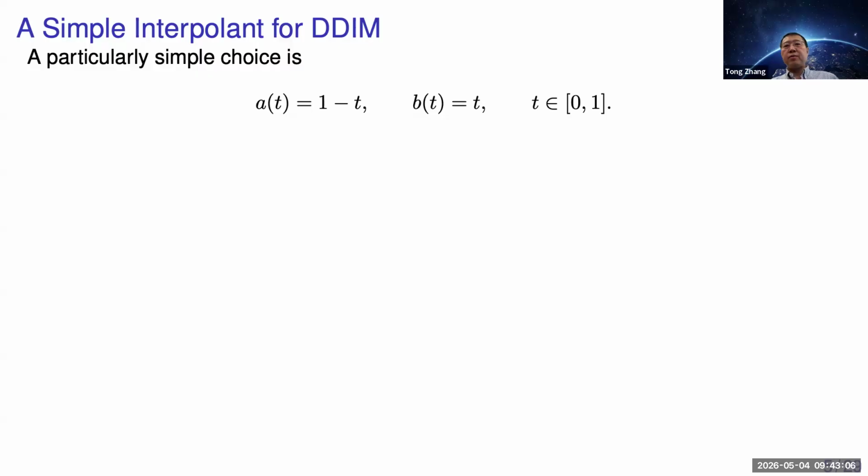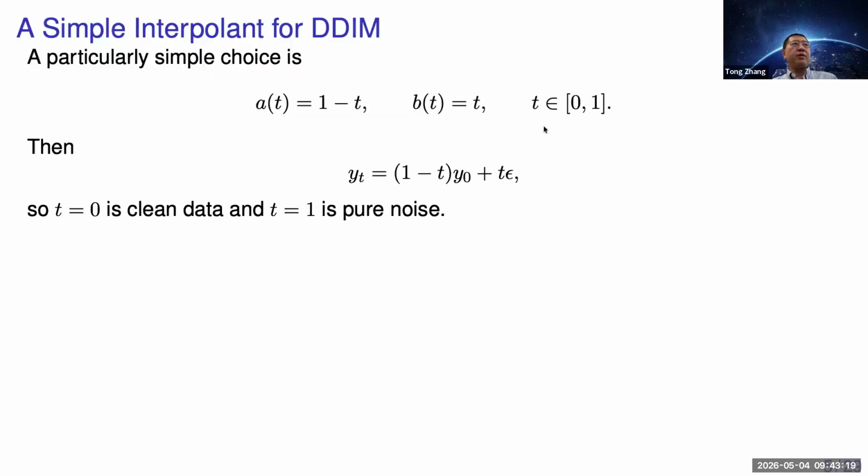10 steps is 0, 0.1, 0.2, up to 1, right? Or 100 steps or whatever. But basically, you subdivide this interval, and t will be within that interval. Then you have this guy. So this is the formula.